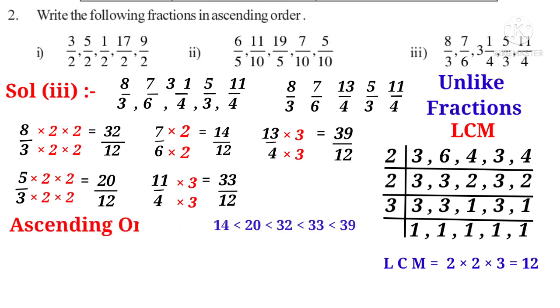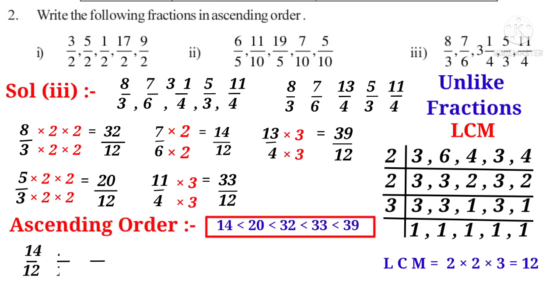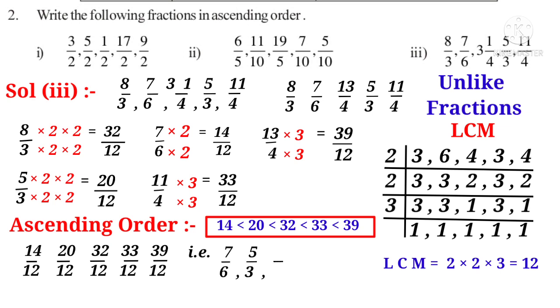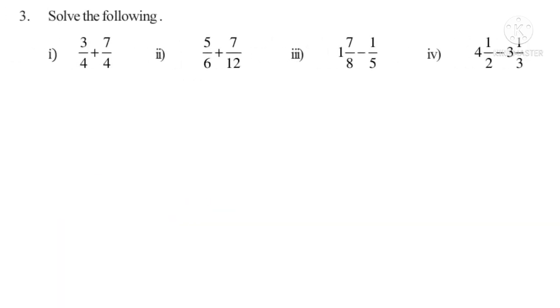So we have to write the ascending order of these fractions by writing the ascending order of the numerators. That is 14 by 12, 20 by 12, 32 by 12, 33 by 12 and last 39 by 12. That is 7 by 6, 5 by 3, 8 by 3, 11 by 4 and the last fraction is the mixed fraction 3 1 by 4.